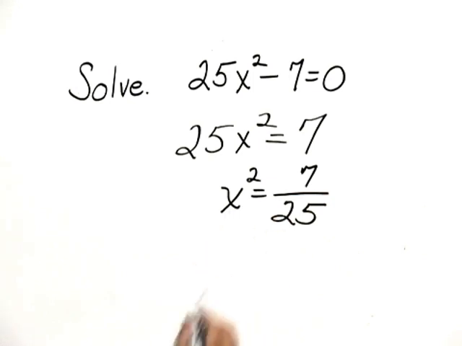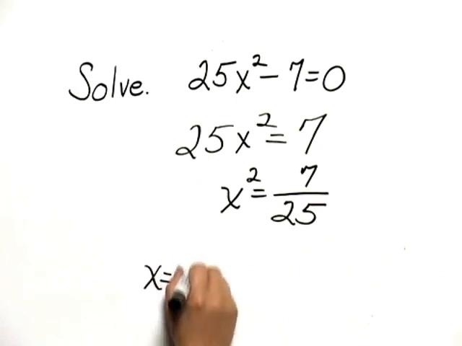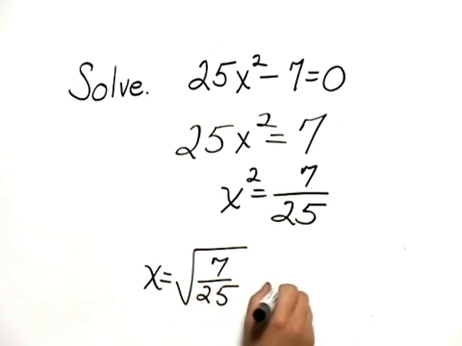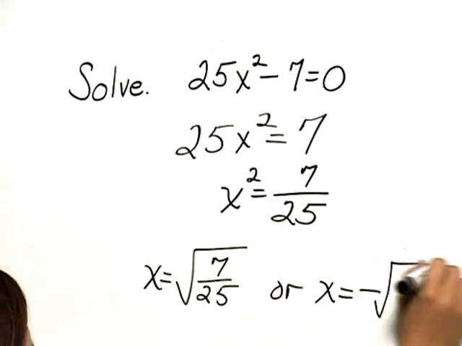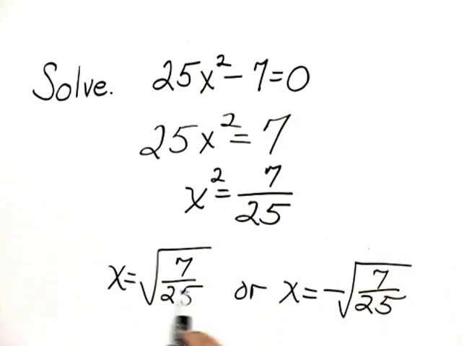And since x squared is 7 over 25, that tells us that x equals the square root of 7 over 25, or x equals the opposite of the square root of 7 over 25. When you use this principle, be sure to get two answers.